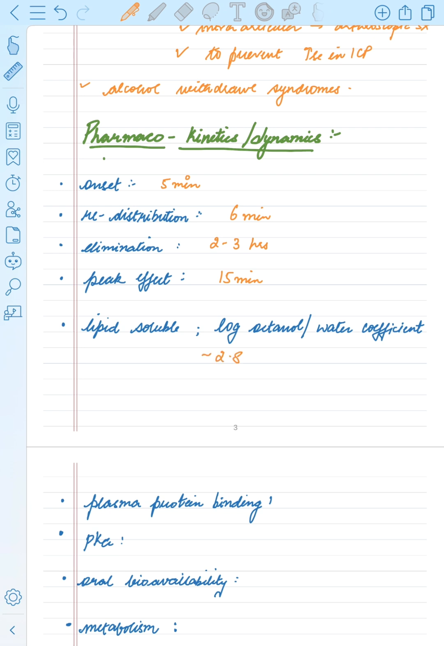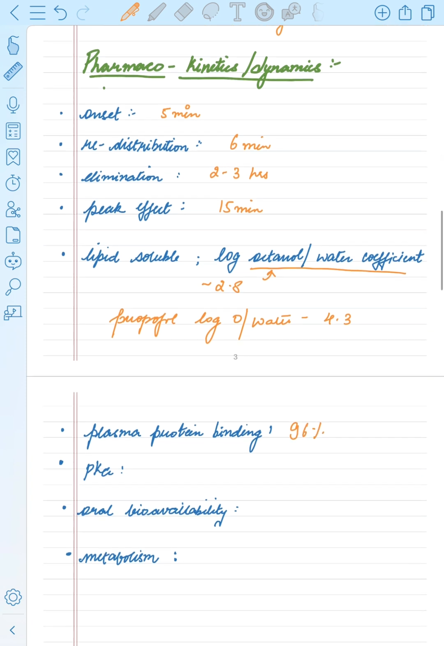Now what does this term mean, the octanol water coefficient? This basically means that if we have a jar with water and octanol in it and we add dexmed to it, the concentration of dexmed would be 2.8 times more in the octanol compartment as compared to the water. Just for reference, propofol has an octanol water coefficient of about 4.3. So dexmedetomidine is lipid soluble. It is about 96% plasma protein bound.